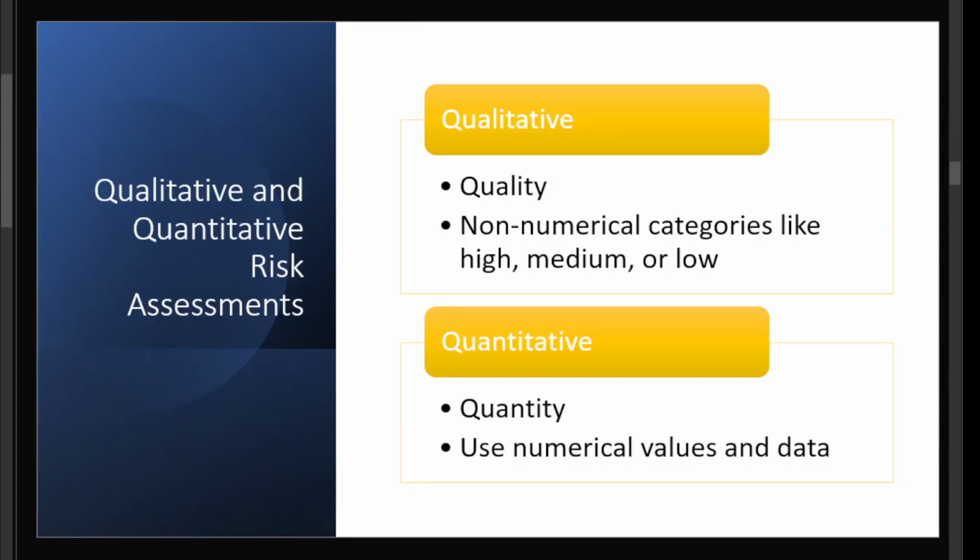Qualitative and quantitative risk assessments. So these are the normal binary for risk assessments. Qualitative assessments deal with quality. They're non-numerical categories like high, medium, or low. You can use a risk matrix to determine if the risk is critical based on the likelihood of the risk and the impact of the risk. These are normal risk impact analysis.